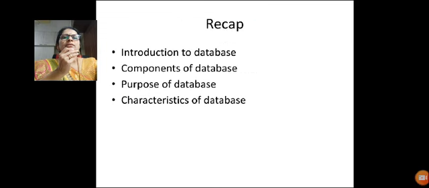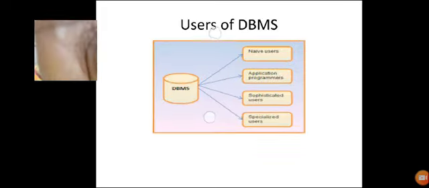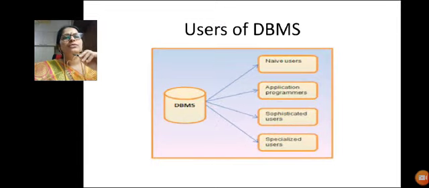In the previous lecture, we saw Introduction to Databases, components of databases, purpose of databases, and some characteristics of databases and database management systems. Today we are talking about the different types of users of the databases. This figure shows the different types of database users. Basically, there are four types of basic users of a DBMS: application programmers, sophisticated users, specialized users, and naive users.